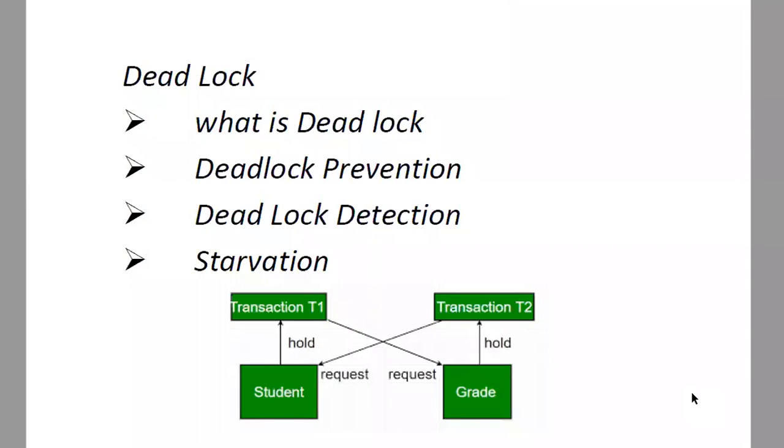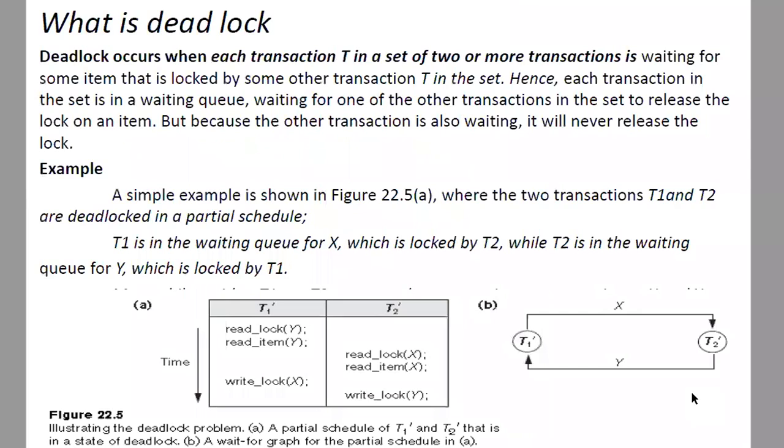Now let's see the exact description or explanation of deadlock. Deadlock occurs when each transaction T in a set of two or more transactions is waiting for some item that is locked by some other transaction T in the set. In the previous example, T1 and T2 are waiting for the data item locked by the other transaction. T1 is waiting for the data item held or locked by T2.